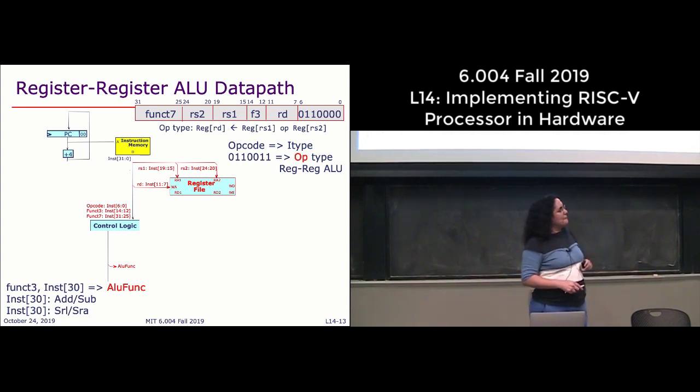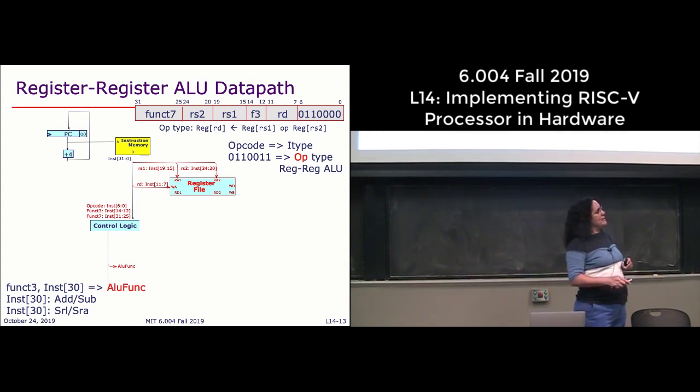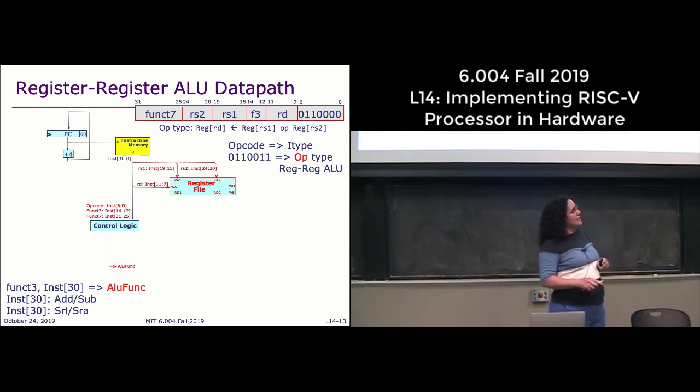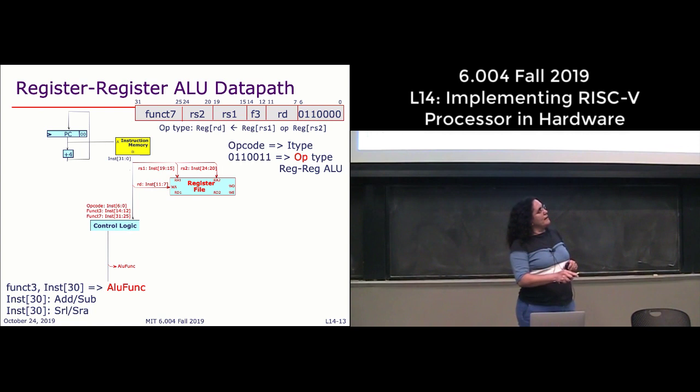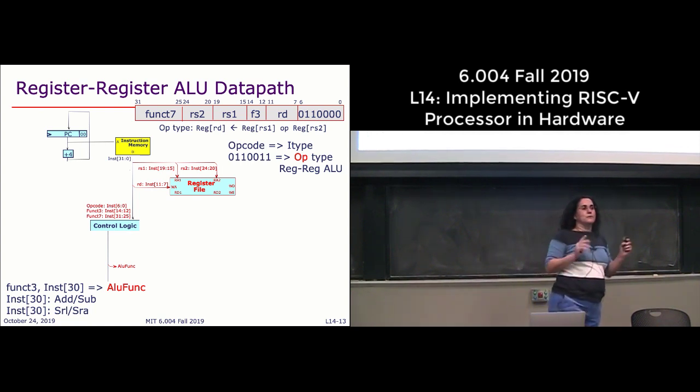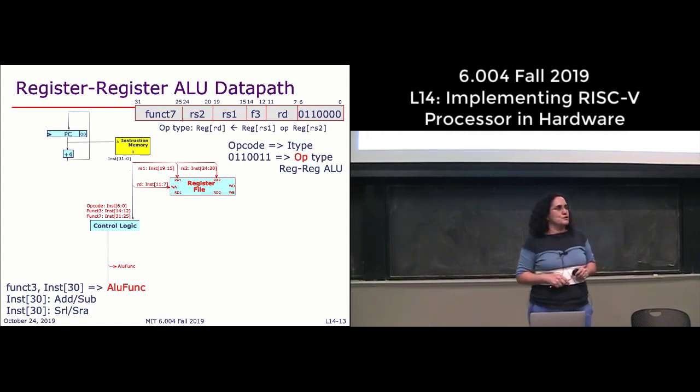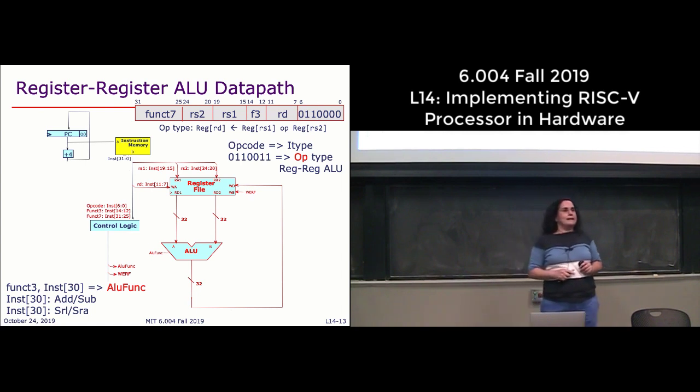So, for example, if you're trying to differentiate between an add instruction and a sub instruction, your F3 bits are going to be the same, but your I30 bit is going to differ. Okay? Similarly, if you are trying to specify a shift-right logical or a shift-right arithmetic, the F3 encoding is going to be the same, but bit 30 is going to tell you which of those 2 operations you're trying to do.